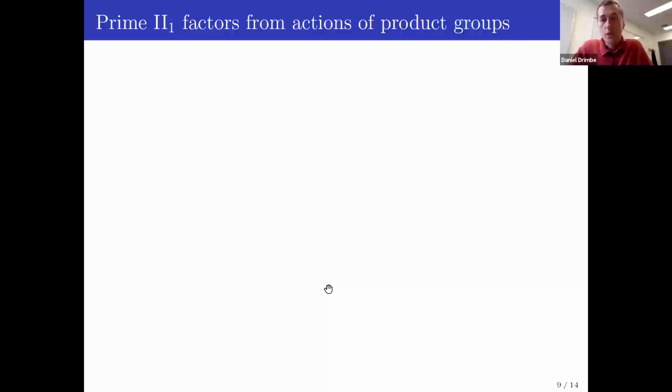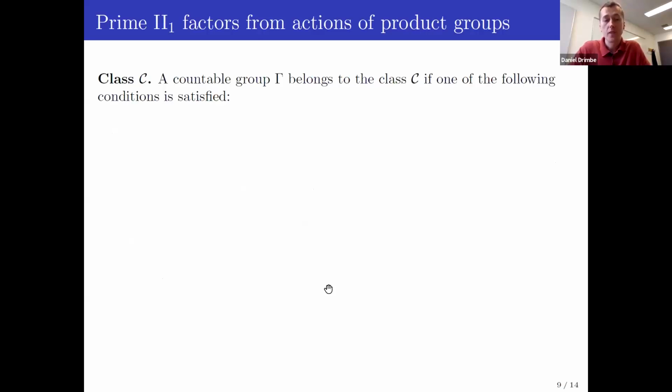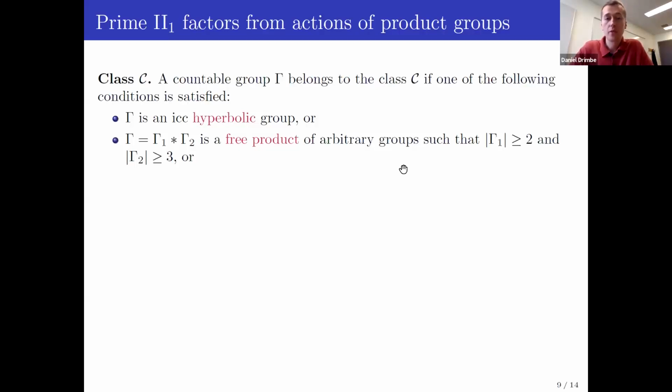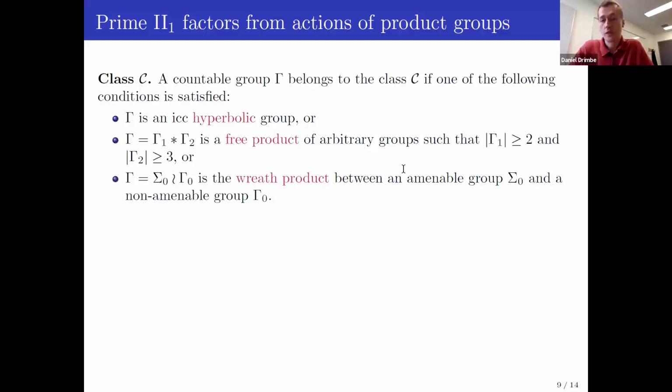But now I want to go further. I want to look now at a different class of actions, that are not just Bernoulli or compact actions. So what I'm going to do, I will look at a certain class of product groups, and we want to analyze when exactly an action of that product group will be prime or not. So let me start by introducing the following class of groups. We say that Gamma belongs to the class C if one of the following conditions holds. We can assume Gamma is an ICC hyperbolic group, or we can assume that Gamma is an arbitrary free product group, or Gamma is a wreath product group Sigma_0 wr Gamma_0, where Sigma_0 is the base, amenable, and Gamma_0 is non-amenable.